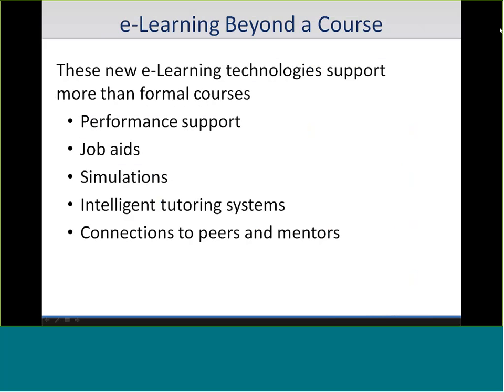So the new generation of e-learning is looking to support things like performance support, job aids, simulations, intelligent tutoring systems, and connections to peers and mentors. Again, moving towards more individualized learning. These are things that have become more important as we've talked about learning design in the past 10 to 15 years. But I would say that technology, at least the traditional technology associated with SCORM, has not really kept up with that. That is not to say that those things have not been managed outside of SCORM, but SCORM itself has not really changed to do those things.